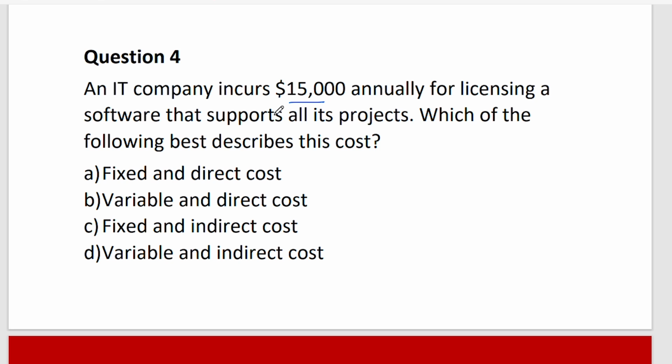So we know that 15,000 per year is fixed, which means any option that says variable doesn't matter. So the choice is just between this and that. Which one is it? It's going to be a fixed cost and an indirect cost. Why is it a fixed cost? Because it's an IT company, and the cost of the software is fixed. But then that software will do other things, and so those other things are going to be indirect.